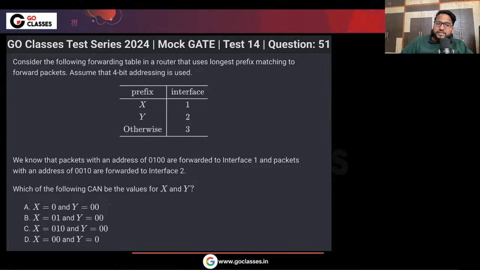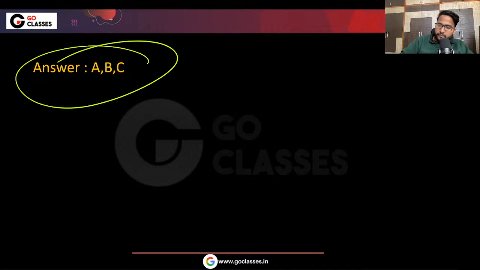I hope this was also an easy question. You just plug in the value of 0 here, and 0 0 here. You will check that okay, this is true. Then 0 1 0 0, this is also true. So that's why I think ABC was the answer here, right? You just needed to plug in the values.